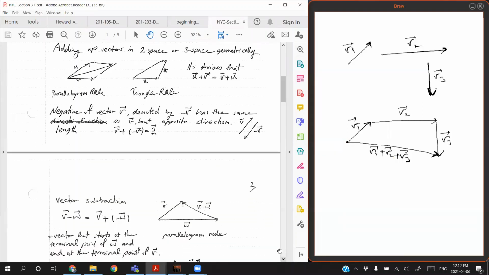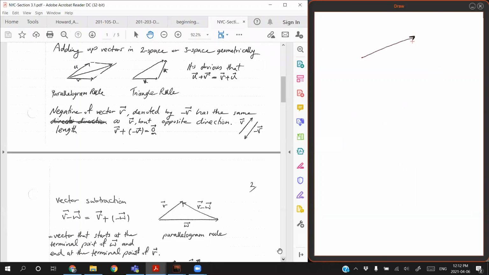Okay, for each vector, we define a negative vector. If you have a vector, for example, v, then the negative v is going to be a vector of the same length, but exact opposite direction. So that would be negative v. So that's how the negative of any vector is defined. So for example, if you have this one is u, then negative u is going to be this one. Exact same length, opposite direction.